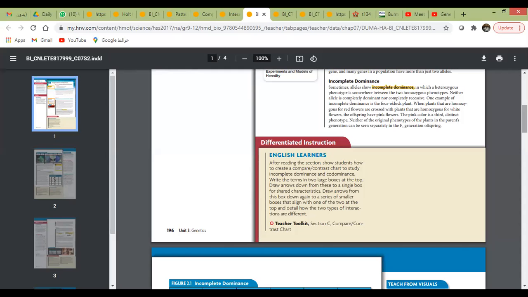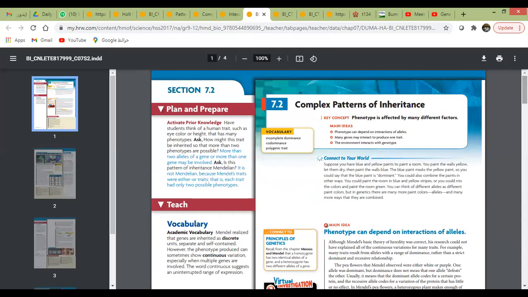تمام؟ So, as a result, the phenotype is affected by many different factors. Can depend on interactions of alleles. And also, many genes may interact to produce one trait. فبتأثر على الفينوتايب. زي قلنا السكين كلر والهير كلر والاي كلر. وبرضه الانفايرمنت. إذا 3 factors that affect the phenotype. أول شيء interactions of alleles. ثاني شيء interaction of genes بالpolygenic trait. وثالث شيء الانفايرمنت when it interacts with genotype.